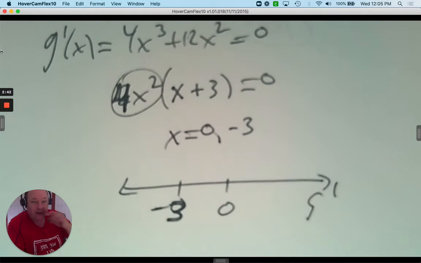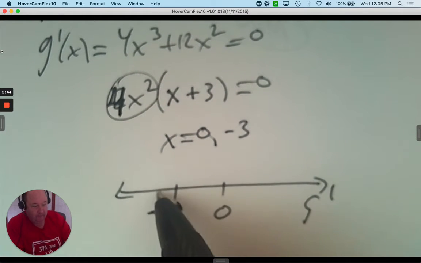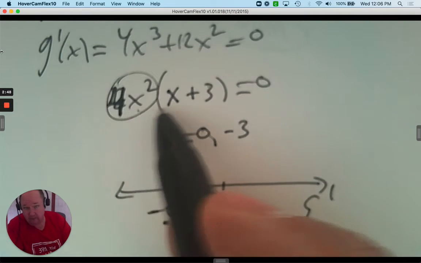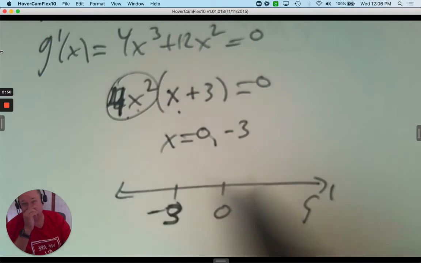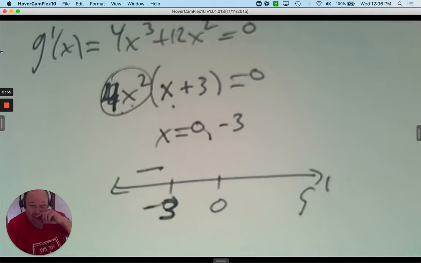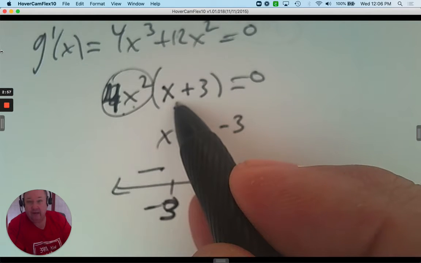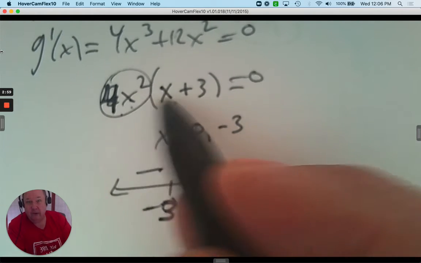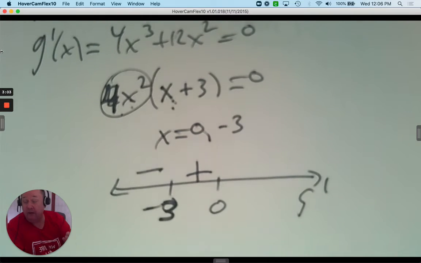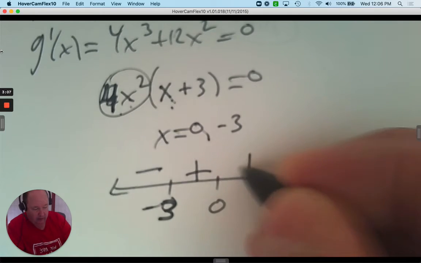And then test it. So if I plug in a number smaller than -3, so -4, that gives me a negative answer times a positive answer. If I plug in a number between -3 and 0, like -2, that gives me a positive answer times a positive answer. And if I plug in an answer greater than 0, like 1, that gives me a positive times a positive, which is positive.